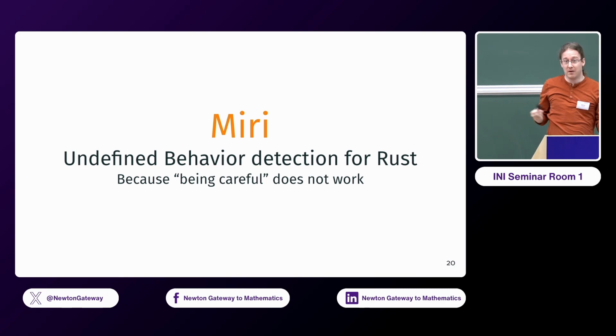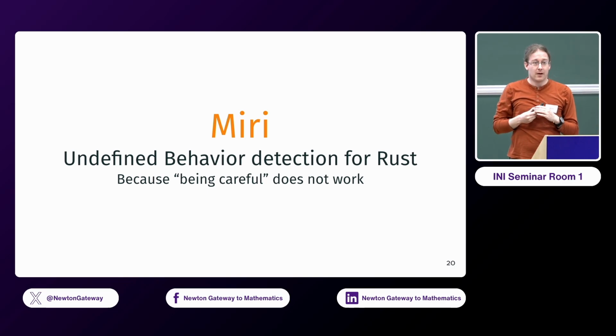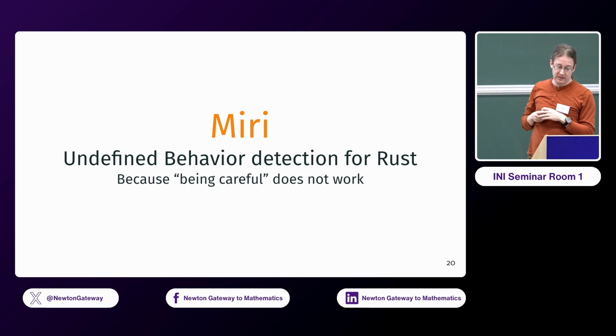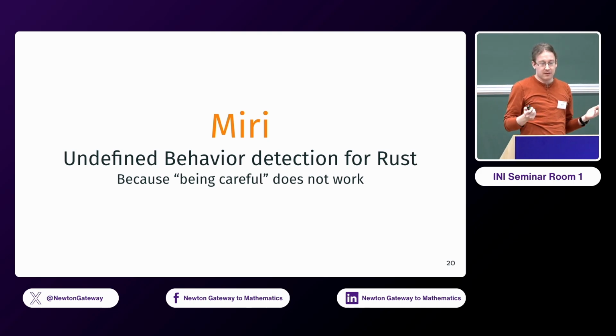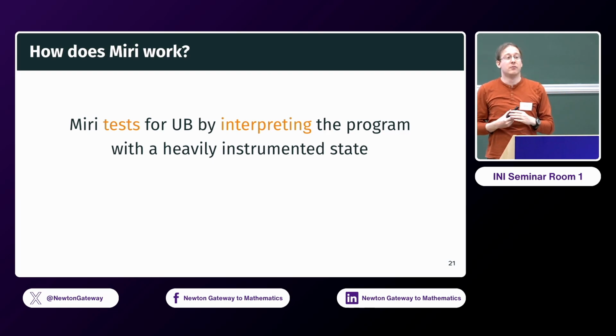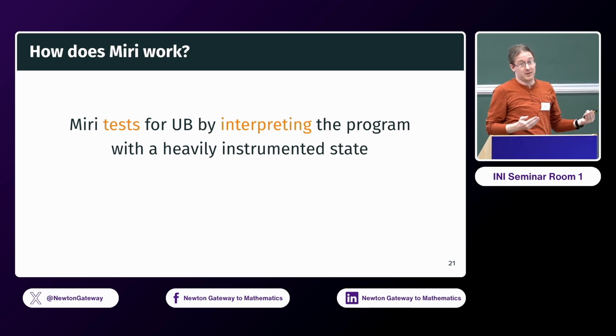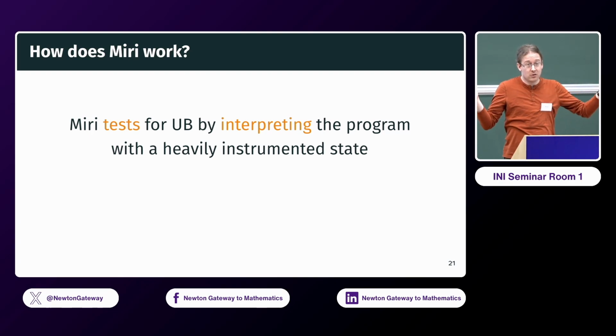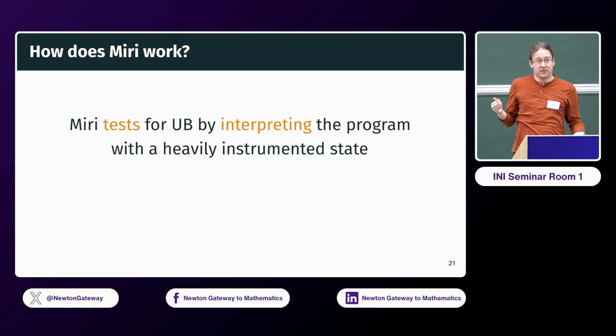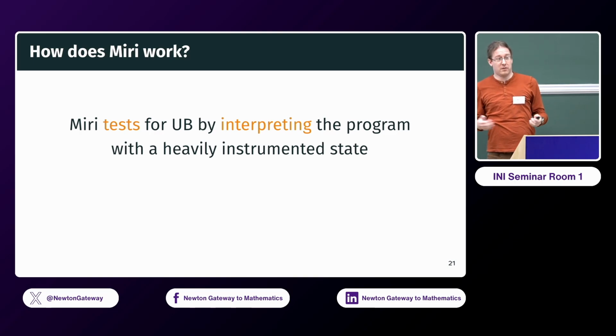So this is where a tool that I'm working on comes in. MIRI is an undefined behavior detection and testing tool for Rust, because just telling developers that they have to be careful and avoid UB doesn't work in practice. We've seen this in other languages that have similar problems. The key thing that MIRI does is it is, again, a testing tool, and it runs the code like an interpreter, line for line, where it keeps track of the machine state in a heavily instrumented way. So we don't just have memory somewhere, we know exactly which memory is allocated where, we know which part of it is initialized, we know all sorts of extra metadata, so that we can check all of the undefined behavior.